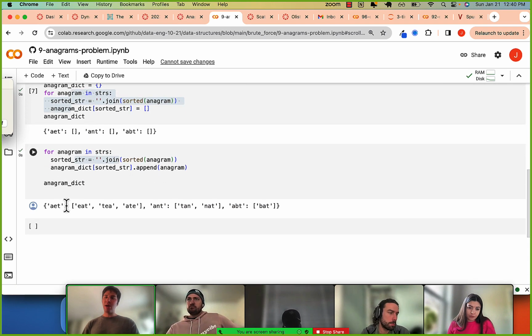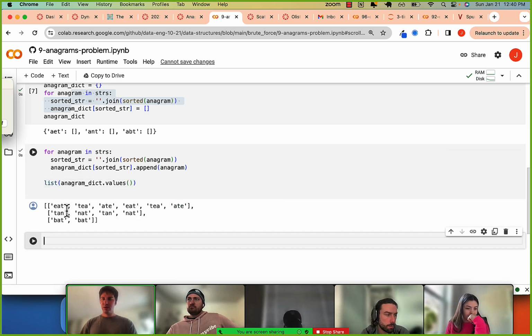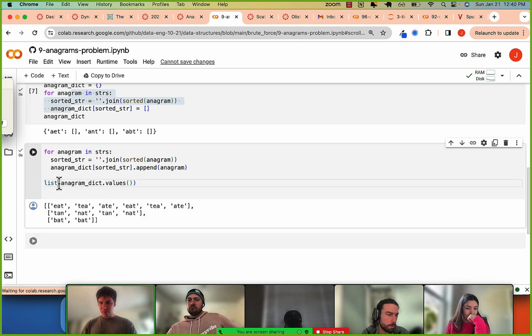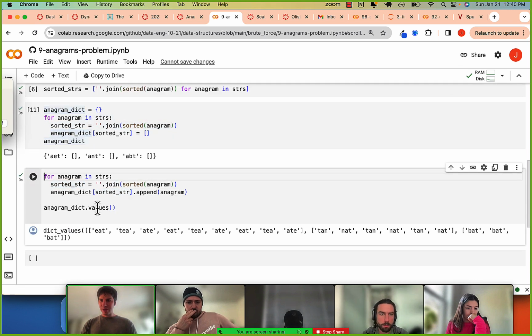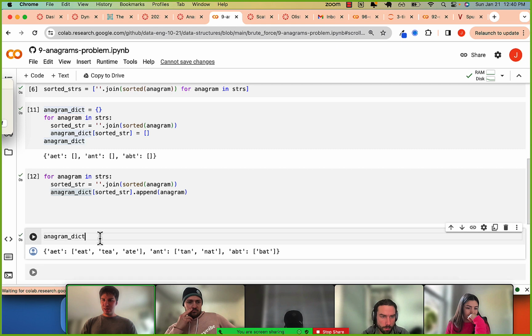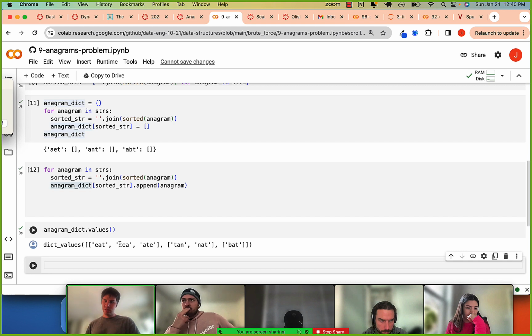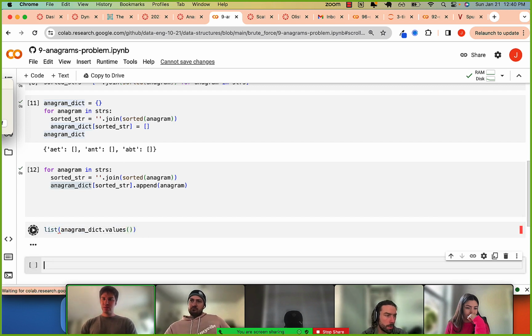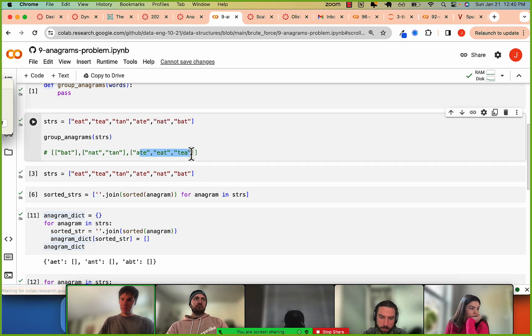Okay, and now what can I do from here? Just take the values and create a list. I get something messed up. Why did that happen? Whoa, I'm doing some weird stuff, aren't I? I think I just ran this multiple times. Sorry about that. Here's my anagram dict, and then I take dot values. Yeah, there you go. Then you can just take the list of this: eat, tea, and ate, tan and nat are together, and then bat is by itself. And that looks good.